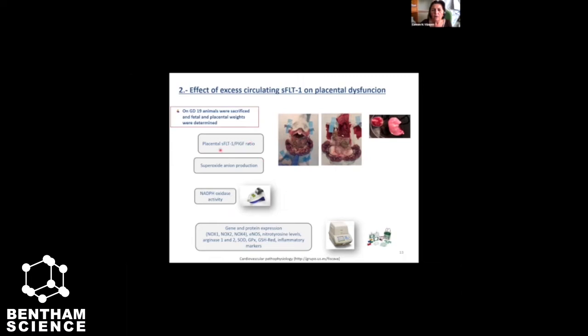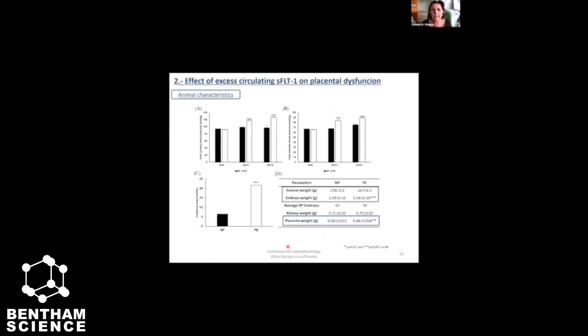Also, in the placenta, we measured the sFLT1 to PlGF ratio, superoxide anion production, activity of NADPH oxidase, and gene and protein expression of isoforms of NADPH oxidase, eNOS, nitrotyrosine levels, arginase 1 and 2, antioxidant enzymes, and inflammatory markers. Here, I show the animal characteristics in this study.